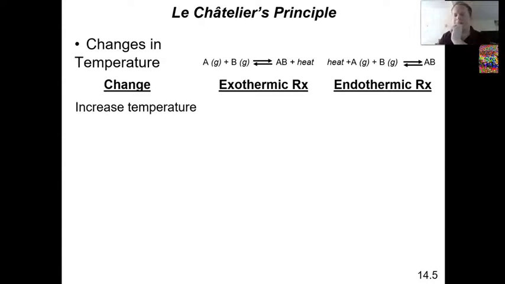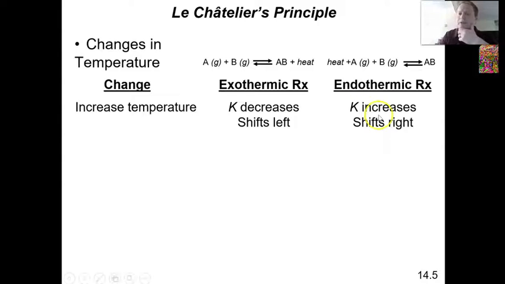So for example, let's say we increase the temperature. Increasing the temperature is like adding heat, right? So for an exothermic reaction, that's like adding products. So that will shift the equilibrium to the left. Also, don't forget our equilibrium constant K will change. It'll decrease. That's the only thing that will change the equilibrium constant K, is temperature. But okay, so if we add heat to the endothermic reaction, that's like adding a reactant. Equilibrium shifts to the right. Also, in terms of K decreasing, K increasing. Let's see. So that makes sense.